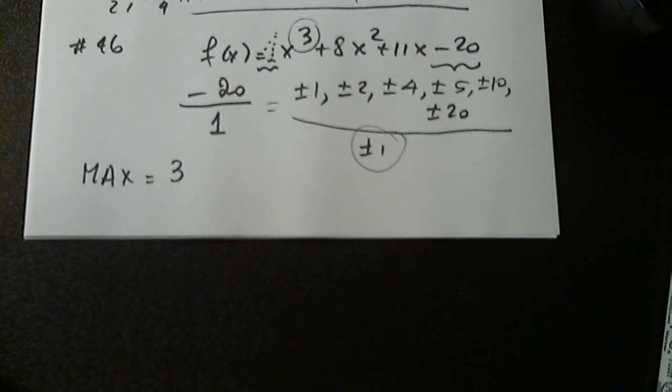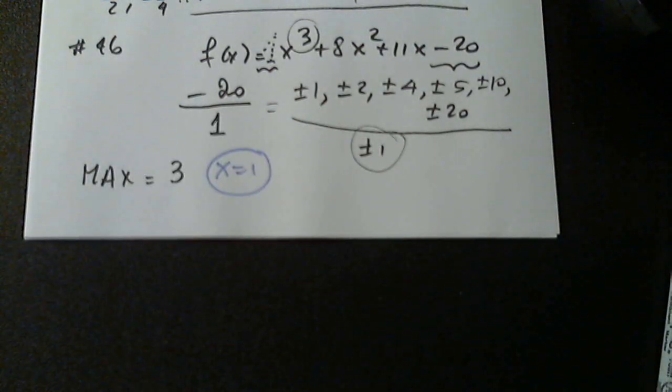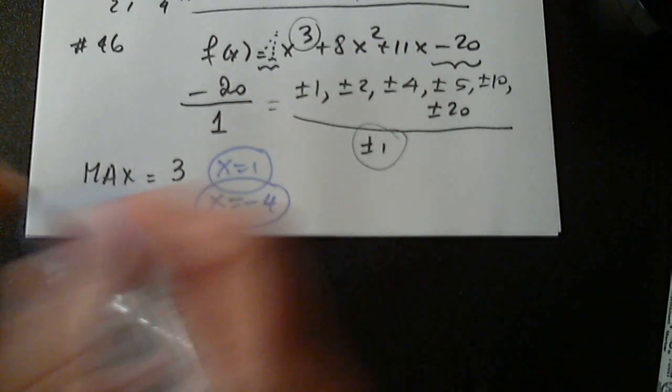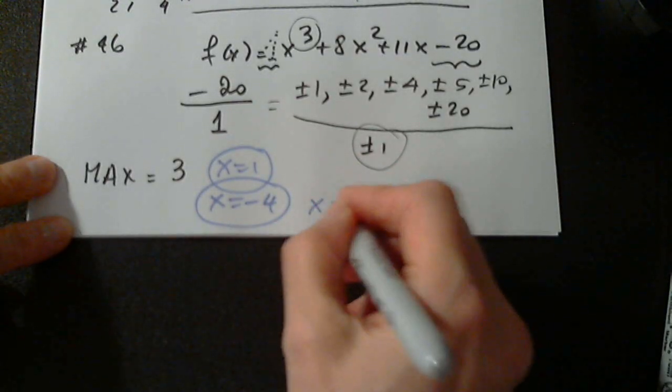I found 1. When I plugged in 1, so x equals 1 is the first solution. Good. I'm plugging in positive 2, negative 2, positive 4, negative 4. Excellent. I got another one. x equals negative 4. Okay, moving on. Positive 5, negative 5. I only look for one more. That's it. I'm done. I don't care for the rest.